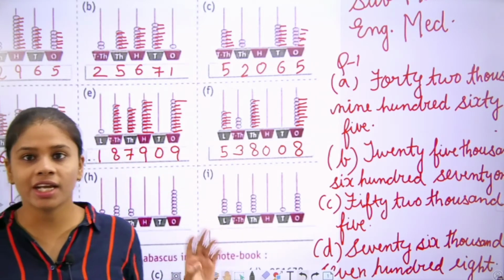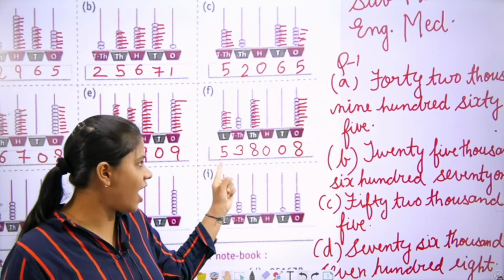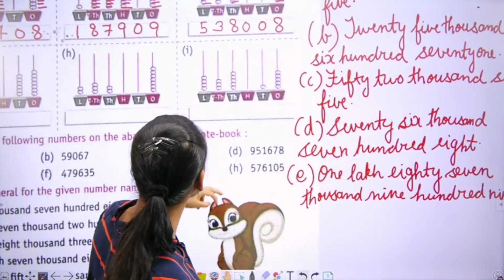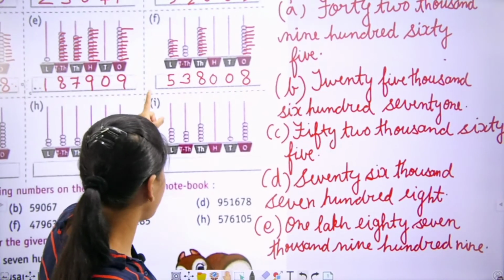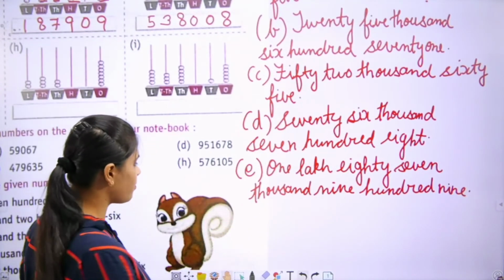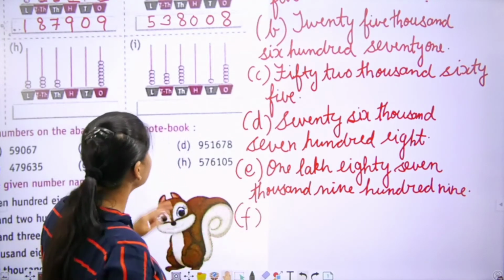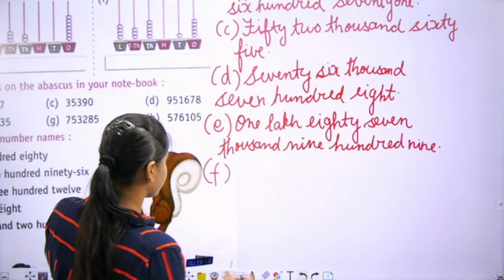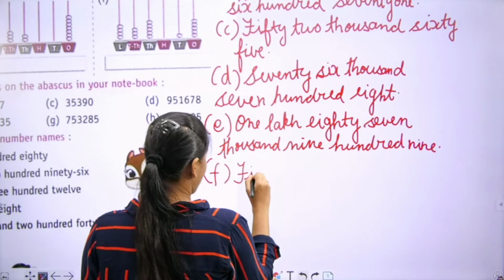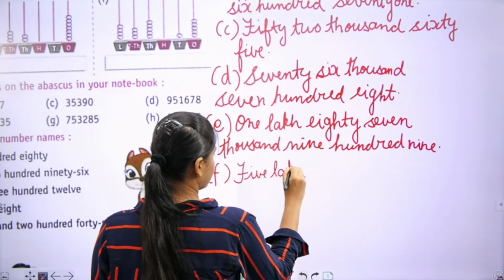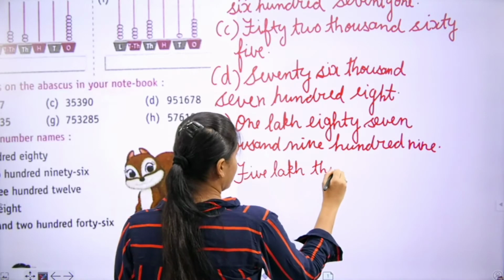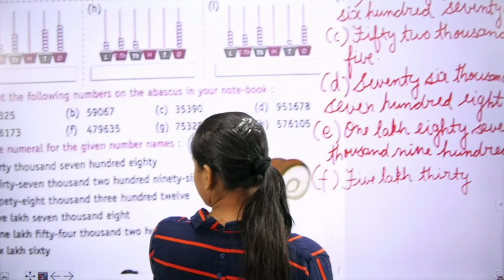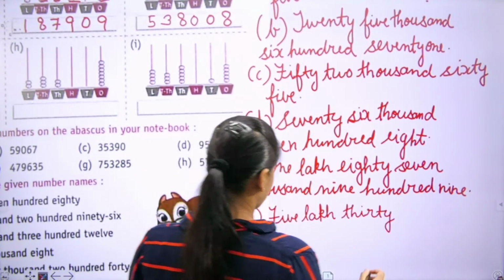Now, you have to write in words. That is 5,38,008. Okay. That is F part. Students, F part I am writing here. That is 5,38,008. 5 lakh 38,008.